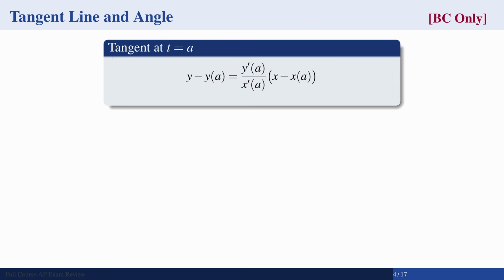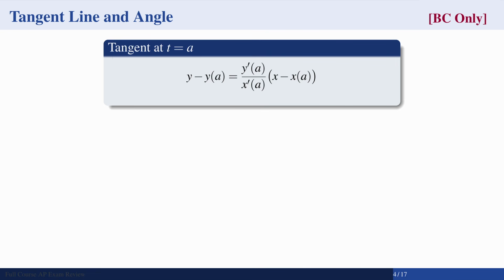So the tangent line at t equals a is going to be y minus y of a equals y prime of a over x prime of a, which is just the slope, quantity x minus x of a. So notice t is not actually involved there. The most common mistake that I see people make is they use t instead of x in the equation. So find your ordered pair, write it down, and you will probably screw up less often.